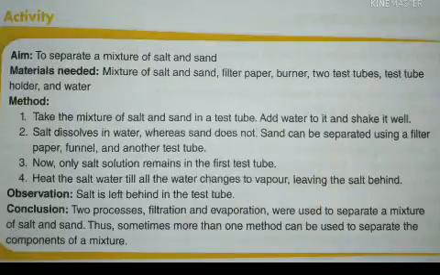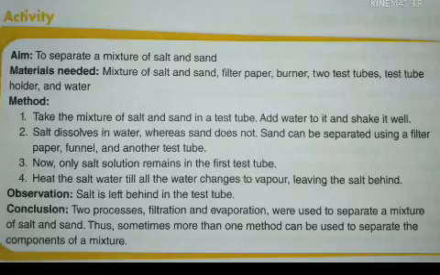Aim: to separate the mixture of salt and sand. Materials required: the mixture of salt and sand, filter paper, burner, test tube holder, and water. The method is to take the mixture of salt and sand in a test tube, add water to it, and shake it well. Then the salt dissolves in the water, while the sand does not dissolve in it. It gets separated if we use a filter paper and the funnel, as we have done in the earlier case.